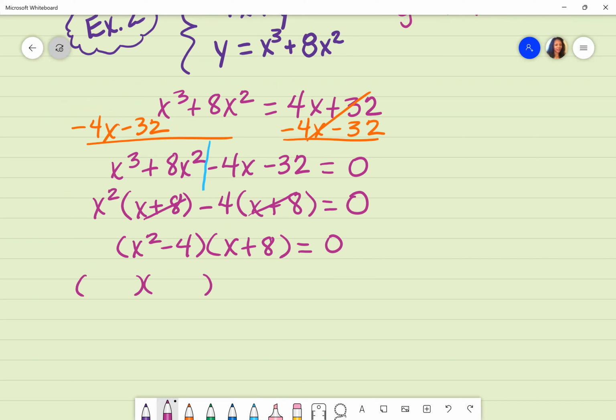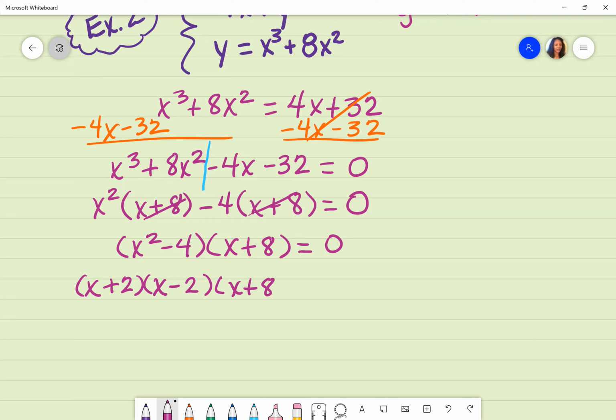X times x will give me x squared. And then I need two factors that will give me -4 and then 0 out the middle. So the numbers will have to be the same. It's going to have to be 1 positive 2, 1 negative 2. So when I multiply it, it's -4, but when I add it, it is in fact 0.